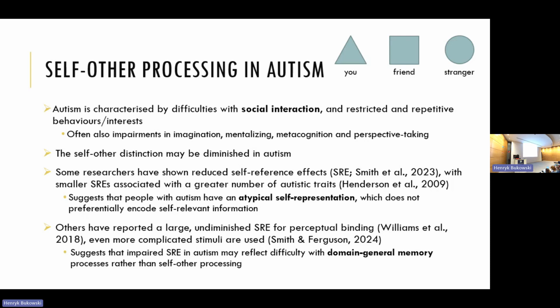In contrast, though, there is other evidence which has suggested that actually the self-reference effect is undiminished in autism, that people with autism do activate these similar sorts of self-reference effects as neurotypical adults. And in these studies, they've typically used perceptual binding tasks with a shape label and shown that they're able to activate these same sorts of preferences, and that they can do that even when using particularly complicated, for example unfamiliar, face stimuli. So what researchers have suggested is that maybe it's not the self-reference itself which is diminished in autism, but a more general process about memory, which is causing the difficulty in these other memory-based self-reference effects.